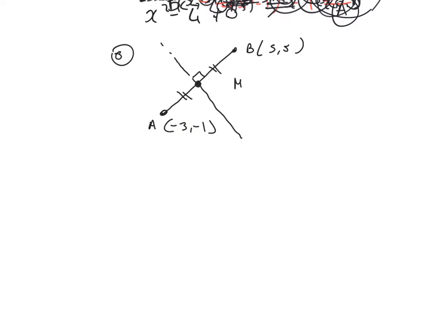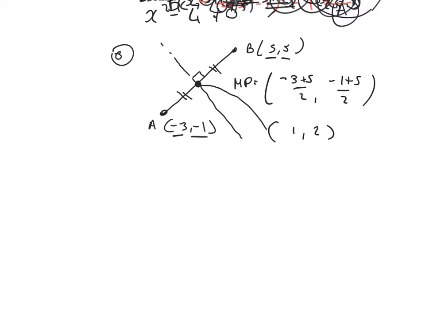That's the midpoint. So it's going to be an average of the x and the y coordinates. Minus 3 plus 5 over 2. Minus 1 plus 5 over 2. Minus 3 plus 5 is 2, 2 over 2 is 1, minus 1 plus 5 is 4, 4 over 2 is 2. So the midpoint then is 1, 2, and now we need to find the gradient.